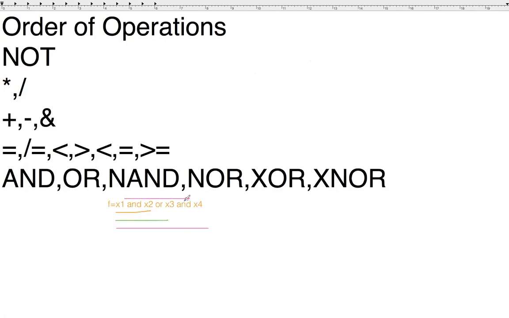It doesn't care. So if you want to actually do these first, you have to put parentheses around them. So if you want the second AND, this one, to correspond to these two and not go left to right, you'll have to use parentheses.